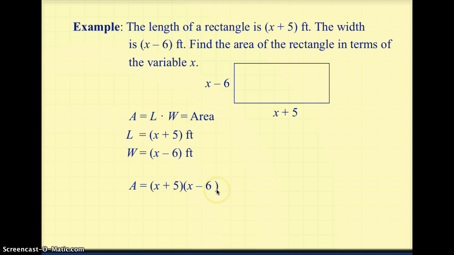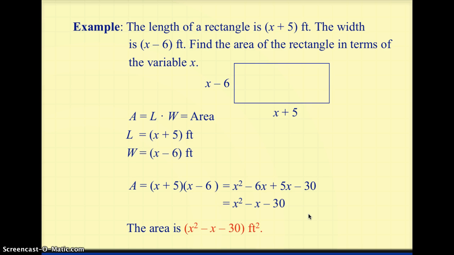When you multiply them together, you're going to FOIL. So x squared minus 6x plus 5x minus 30. Combine your like terms to get your final answer. x squared minus x minus 30. So that is your area. And when you label it, it's feet squared.